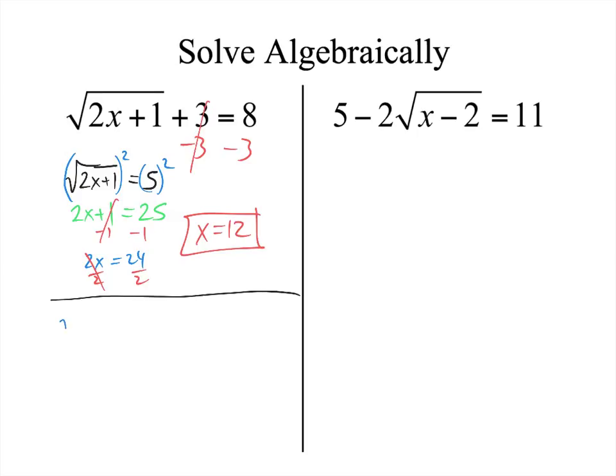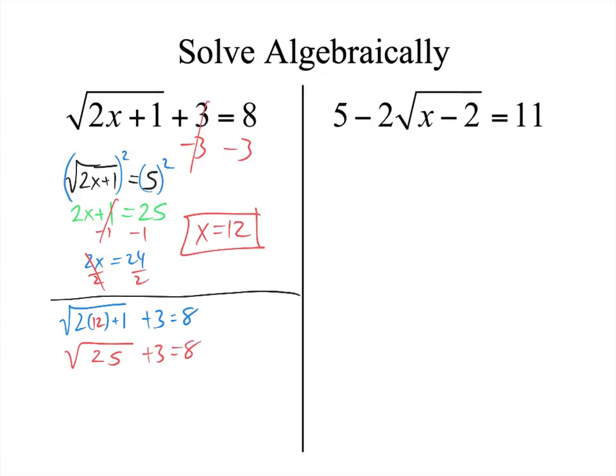So let's check it. So I have the square root of 2 times something plus 1, plus 3 equals 8. That something is the 12. Isn't that what we got right here? 12 is your answer. So if we simplify the square root, 2 times 12 is 24. 24 plus 1 is 25.